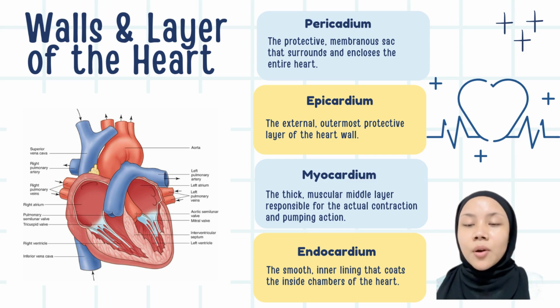The combining form "myo" means muscle, making this the thick, muscular middle layer that provides the actual contracting power to drive blood circulation. Deepest of all is the endocardium. The prefix "endo" means within, making this the smooth inner lining of the heart chambers. Understanding these distinct functions and anatomical layers gives us a clear picture of how our cardiovascular system operates.